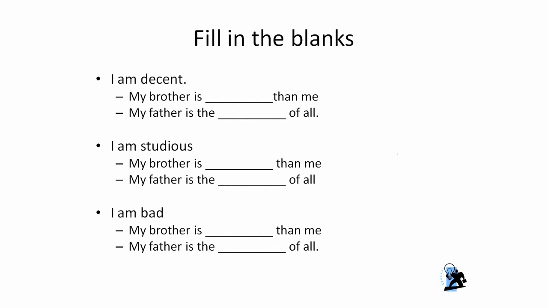I am bad. My brother is dash than me. My brother is worse than me for comparative. My father is the dash of all. My father is the worst of all. Write the examples with the correct degrees of adjectives in the blanks.